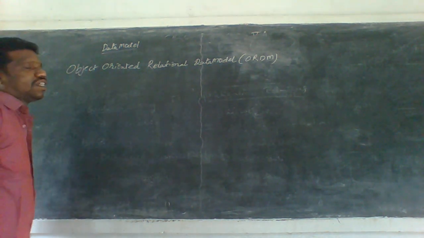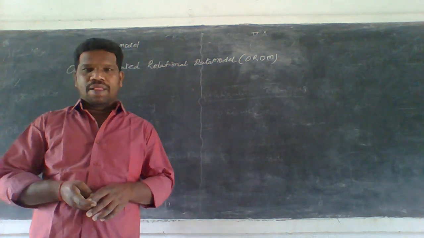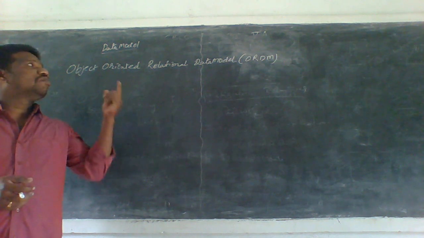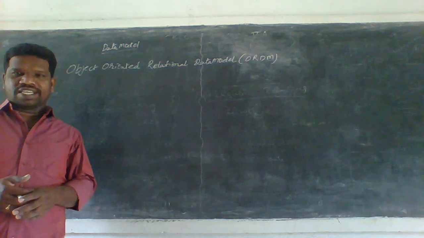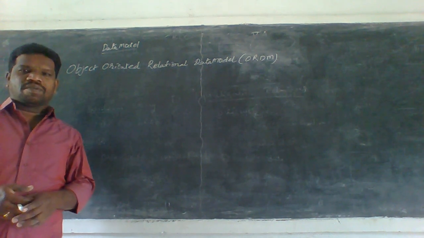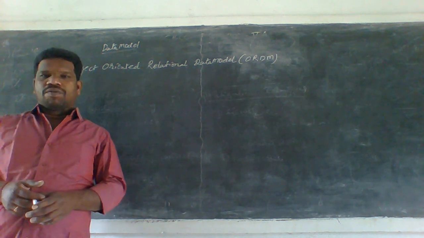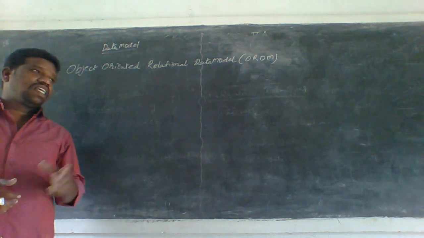This data model works in a different way compared to the previous data models. So what is object oriented here? Java is an object oriented programming language. Today I am talking about the data model.